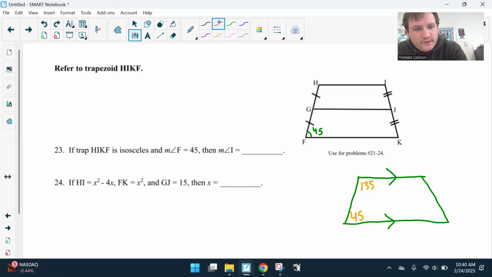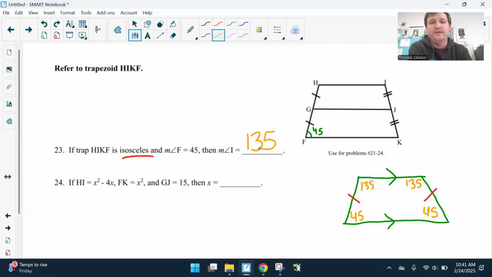Now, the second part of this is they're saying it's isosceles, so that tells us that these legs are congruent. Now, if you think about an isosceles triangle, 2 equal sides means 2 equal angles. The same is going to be true for an isosceles trapezoid. So this bottom base angle down here is 45, and this top base angle up here is 135. So in an isosceles trapezoid, there are 2 pairs of congruent angles. Those base angles are going to be congruent. So F is congruent to K, and H is congruent to I. So for this problem, angle I is 135 degrees.